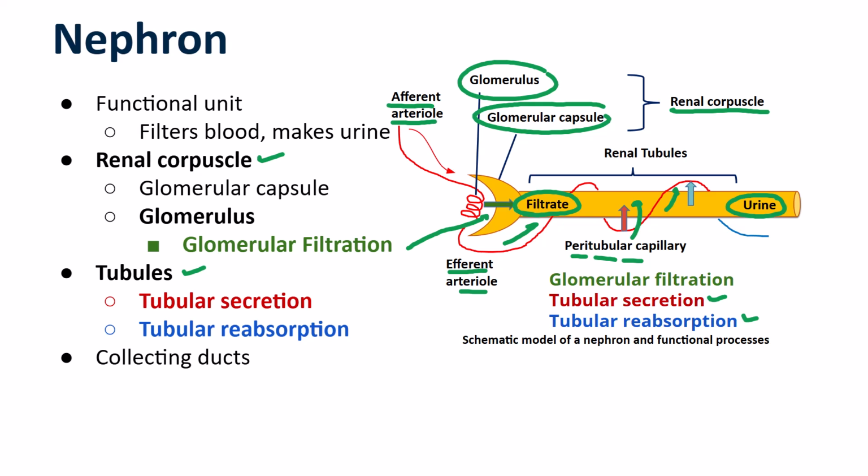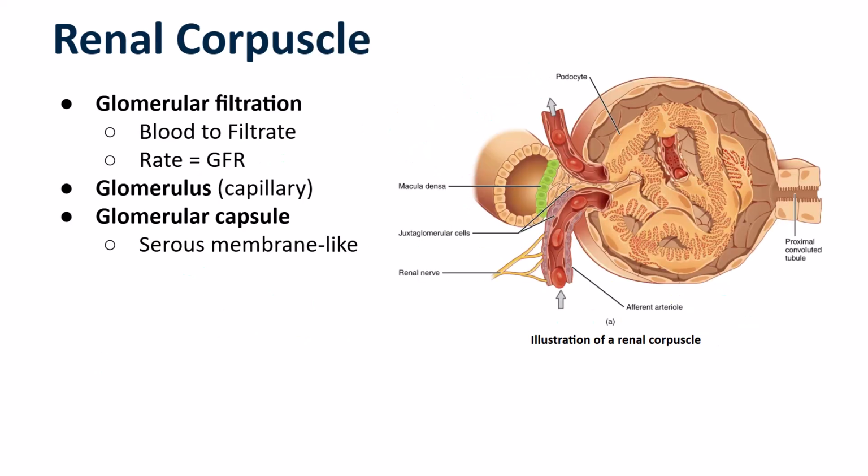Now, at the end of the tubules, these feed into structures known as collecting ducts. And generally, multiple nephrons are going to feed their filtrate into collecting ducts. And those same processes of tubular secretion and reabsorption will continue in those collecting ducts. So let's begin with the renal corpuscle.